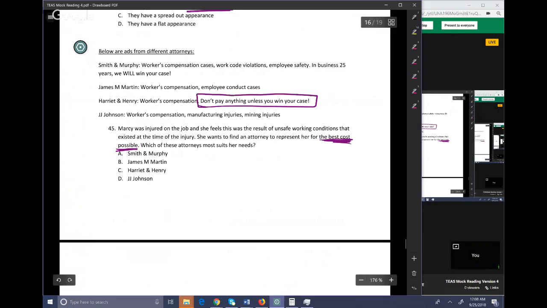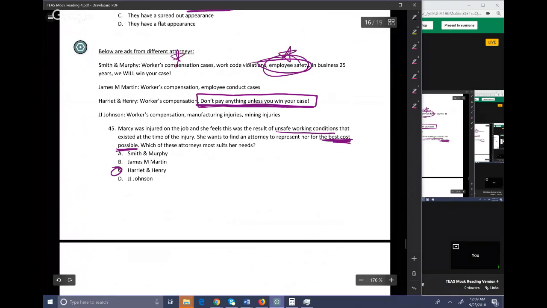So the key to this question was seeing that the answer, which is C, Harriet and Henry, had don't pay anything unless you win your case. That trumped the part about employee safety, which was the other thing they mentioned. So she had unsafe working conditions, which relates to employee safety. She also had a workers' comp thing. So these are very similar.